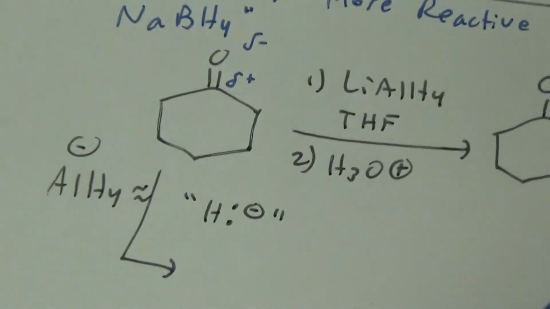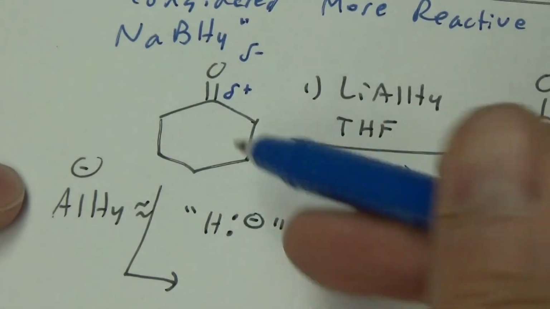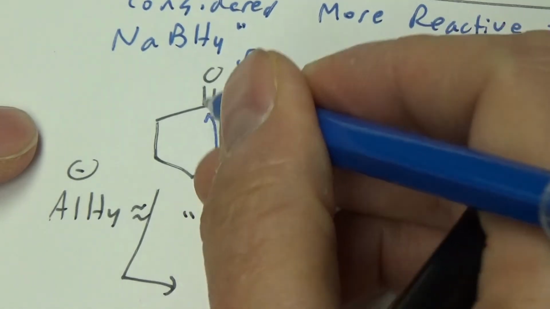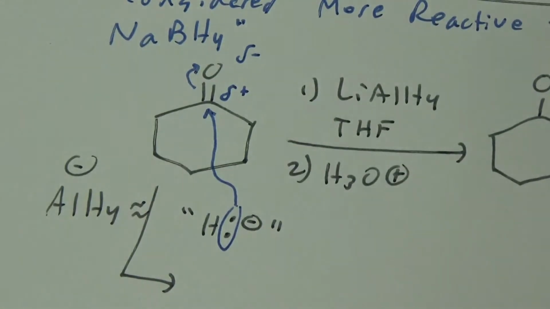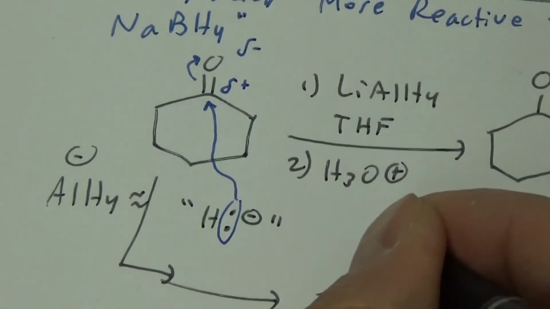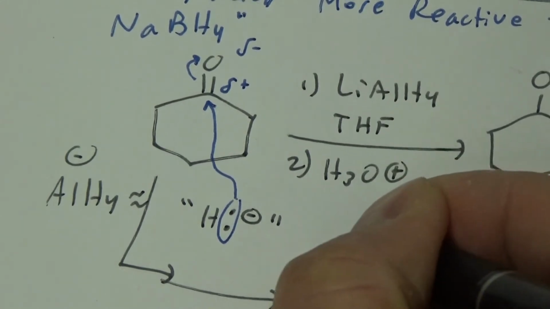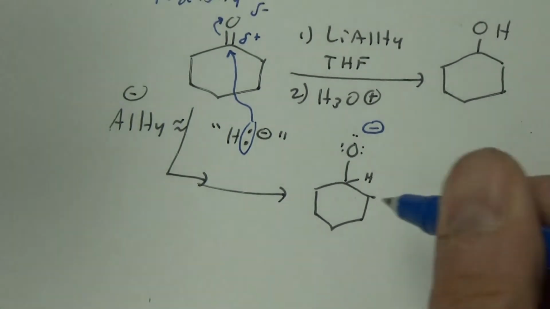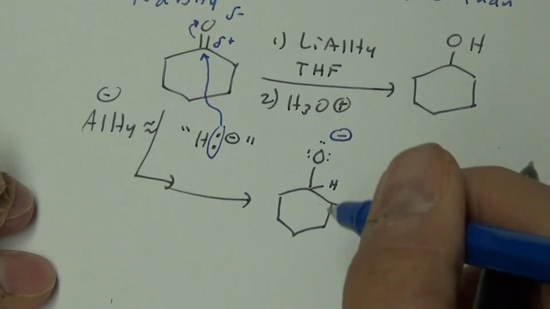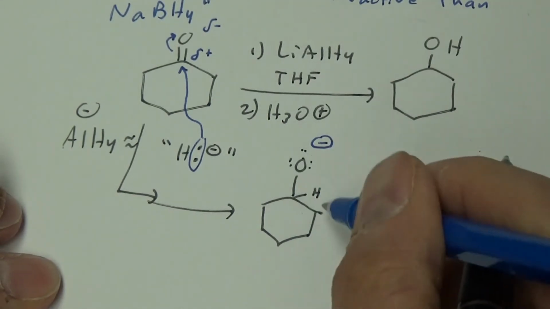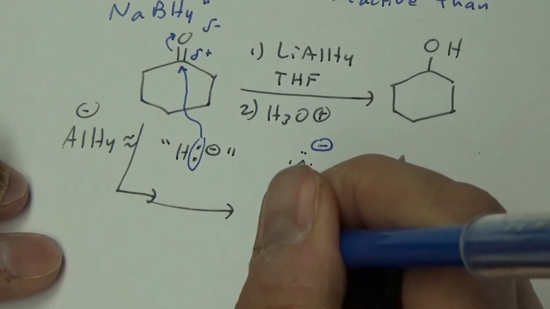What's that H minus going to do to the delta positive carbon? It's going to attack it. Now we have an O minus. We actually gave these names in Chapter 7. It looks like an alcohol, but it's the negatively charged version. The O minus, we call them alkoxides. So this is an alkoxide.